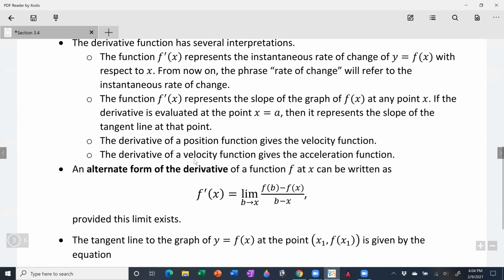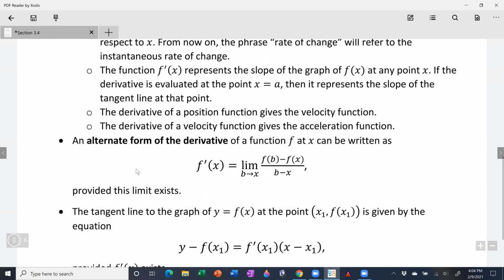And then if you take the derivative of a velocity function, that's the acceleration function, because a change in velocity over time is called acceleration. All kinds of good stuff with what the derivative can do for us.